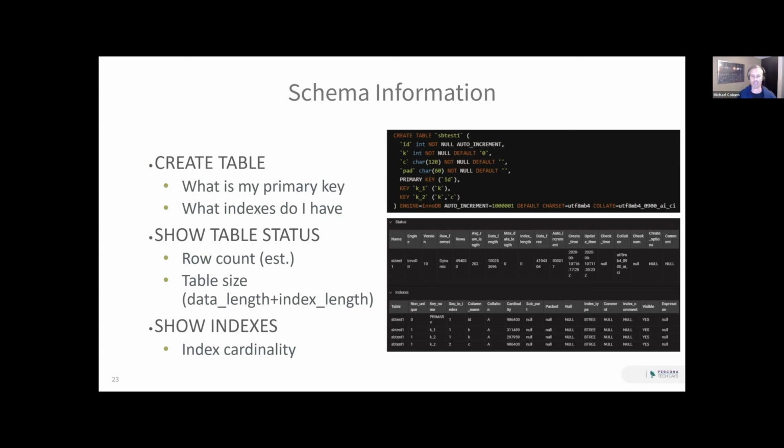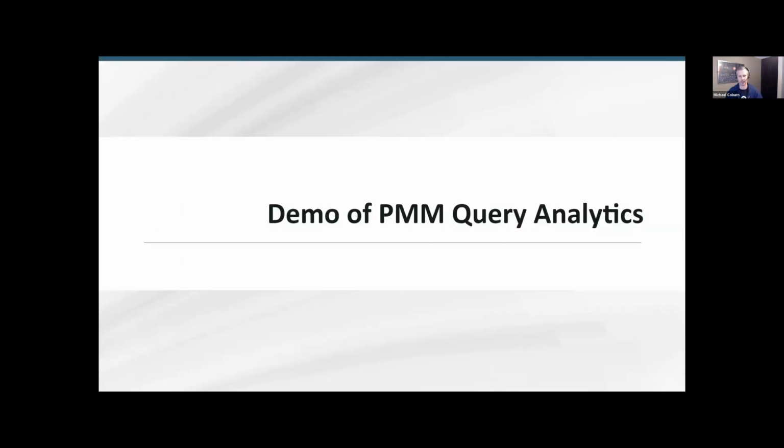Do I have a primary key defined, and what is it? How many rows are in the table? If I add a couple columns together, the data length and index length, I can tell how big the tables are. So these are all really important pieces of information to have in front of you. Okay, let's get to the demo here.